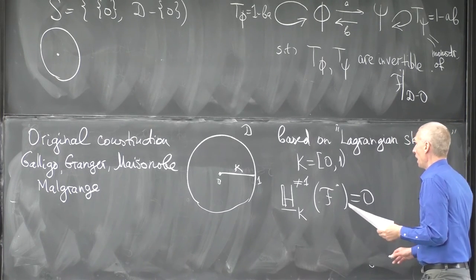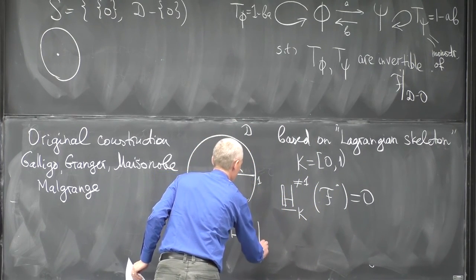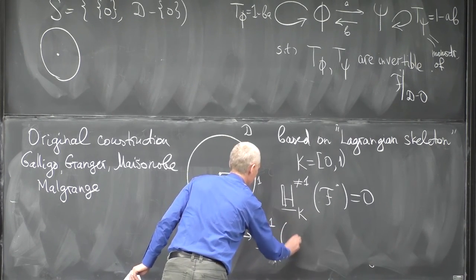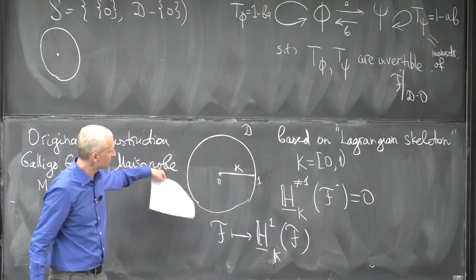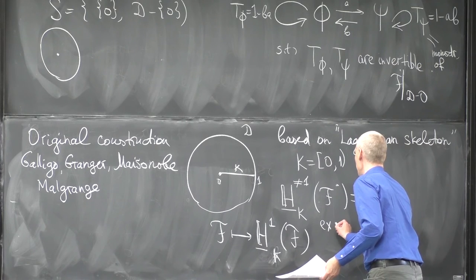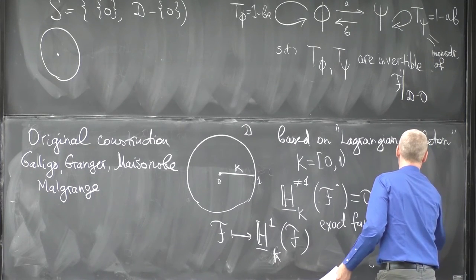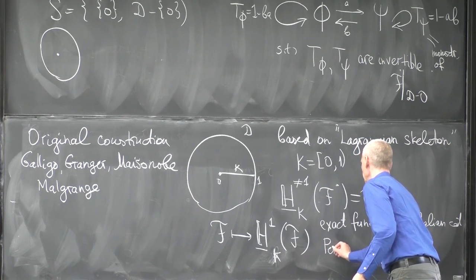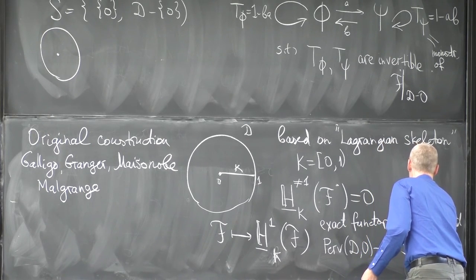It also means that the functor which takes F to the only existing cohomology, the first one, H^1_K of F, is an exact functor from the category of perverse sheaves, which is kind of fancy, to the category of ordinary sheaves on this interval. So it's an exact functor of abelian categories from Perv(D, 0) to sheaves on K.